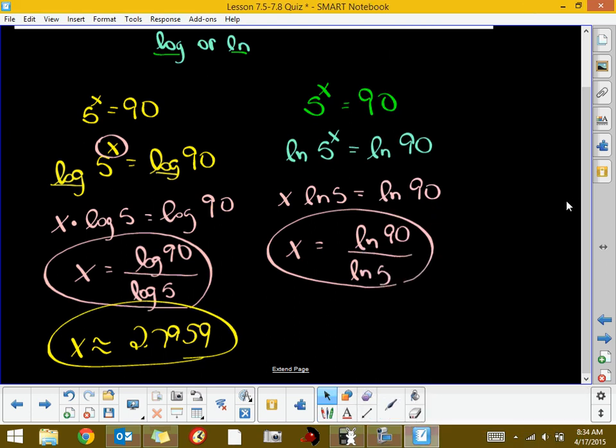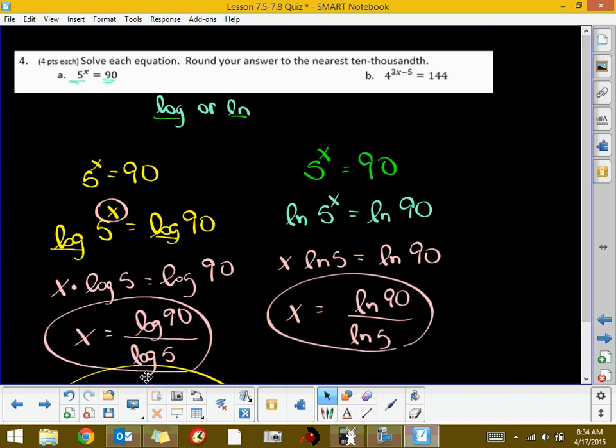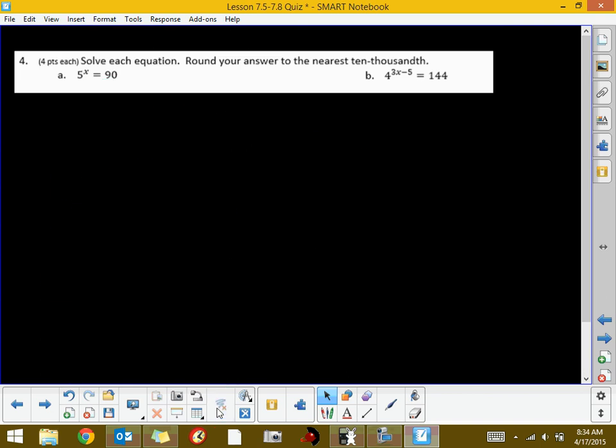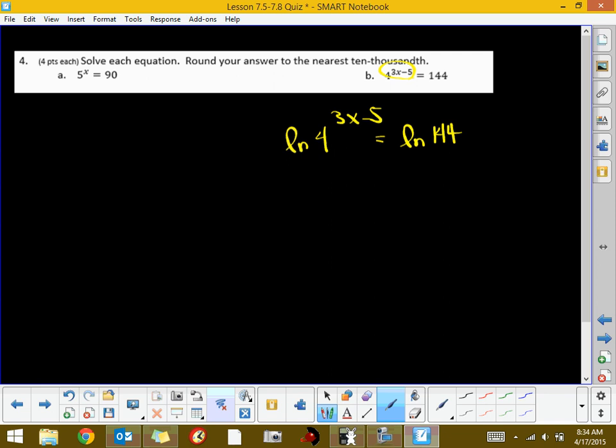Okay, so then let's go ahead and grab this other one. I just put them both on the same video here. We're going to exercise the same idea. For whatever reason, I like natural logs. It's one less letter. We're going to solve for a variable that's in the exponent. So I'm going to take the natural log of 4 to the 3x minus 5 equals the natural log of 144. Then we're going to exercise our power rule. The log of the power is the power times the log. So it's 3x minus 5 times the natural log of 4 equals the natural log of 144.